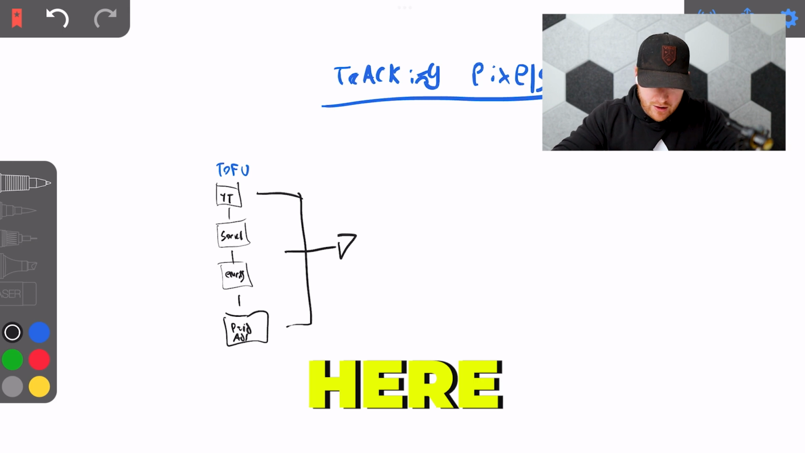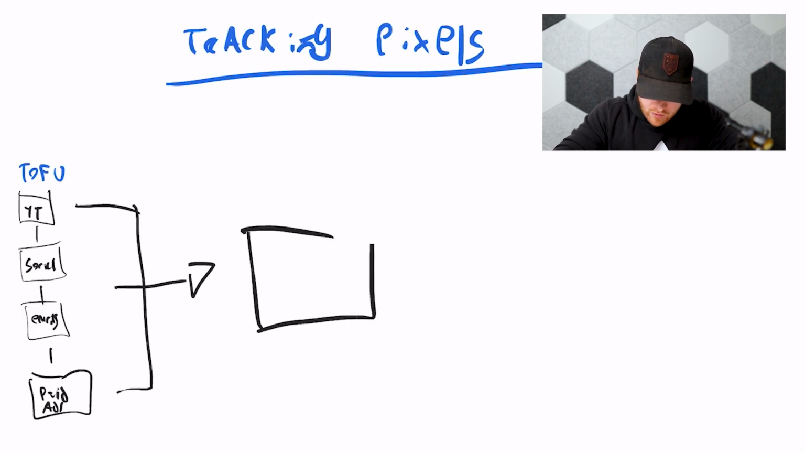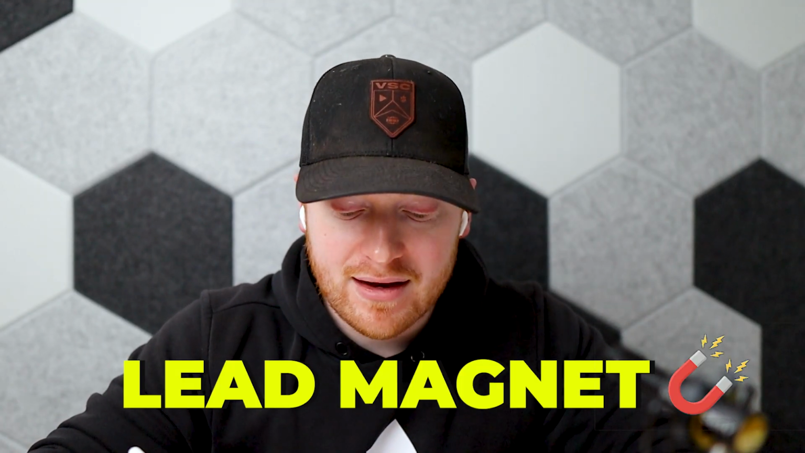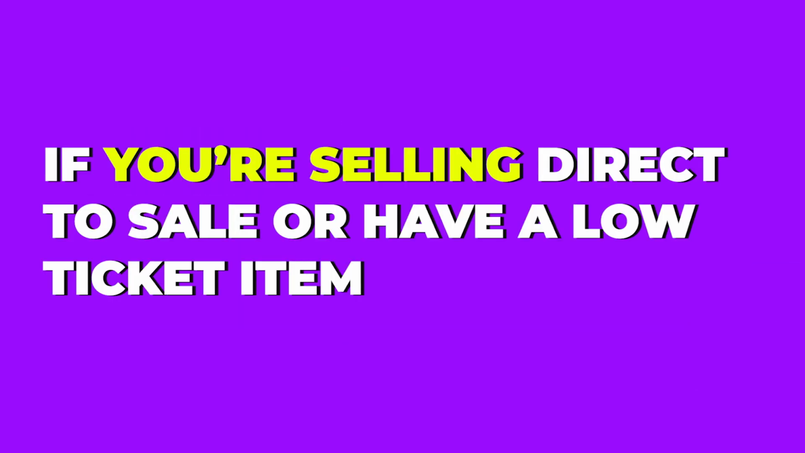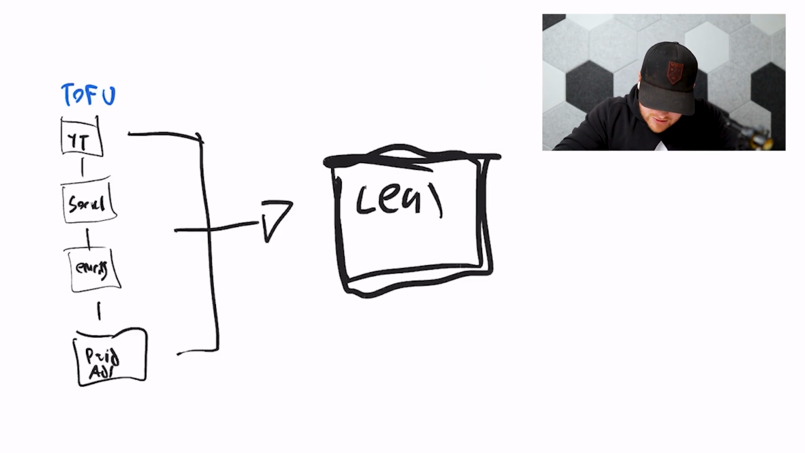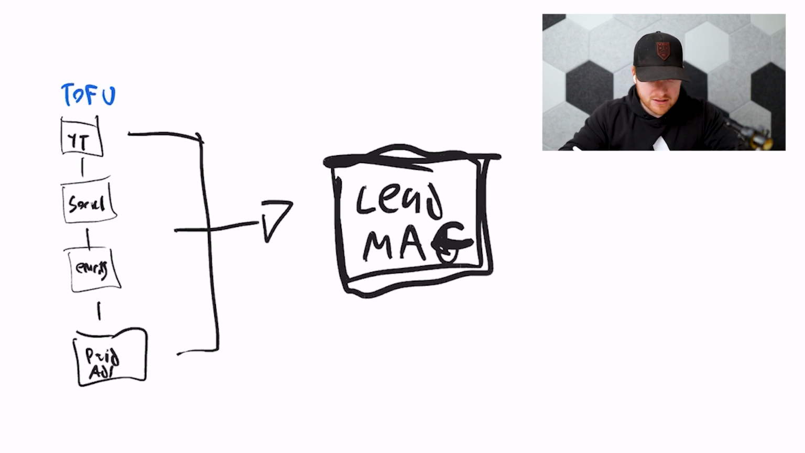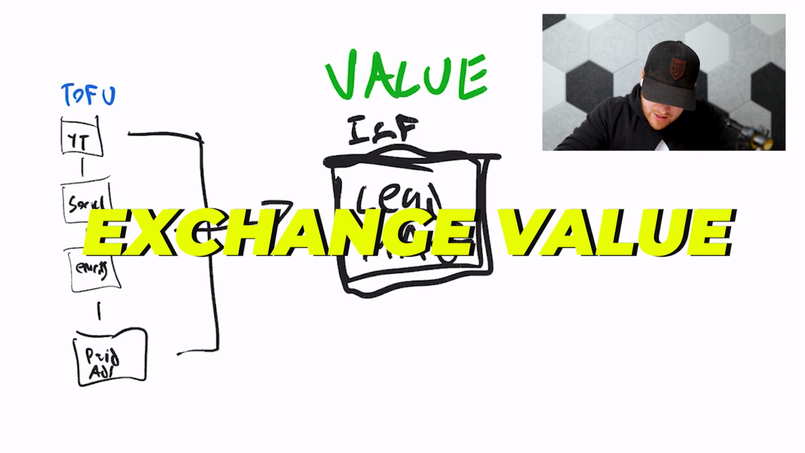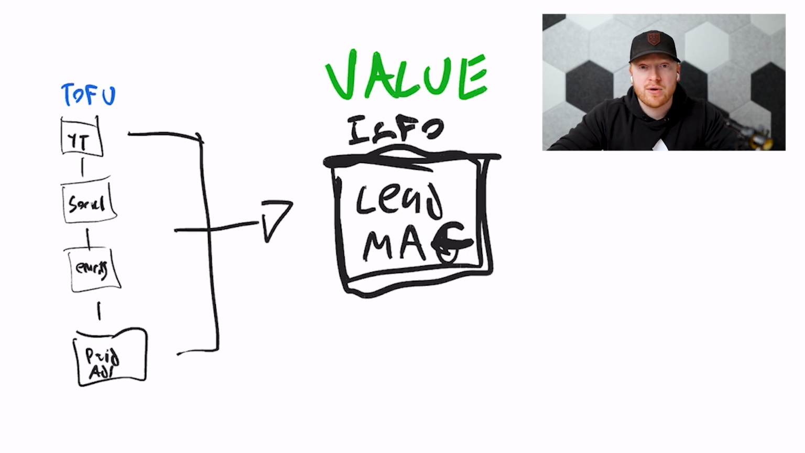First thing we need to do here is drive our traffic somewhere. Now, typically, this is going to be a lead magnet. If you're selling direct to sale or have a low ticket item, you're just going to replace this lead magnet section with a sales page because you're going direct to sale. But for this example, we're going to use a lead magnet. So this is a lead magnet. We'll do lead mag. Now, the whole purpose of a lead magnet is to exchange value on your end for the prospect's information, contact info, right? We're getting them in our funnel.